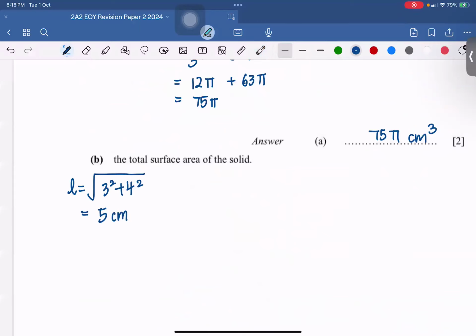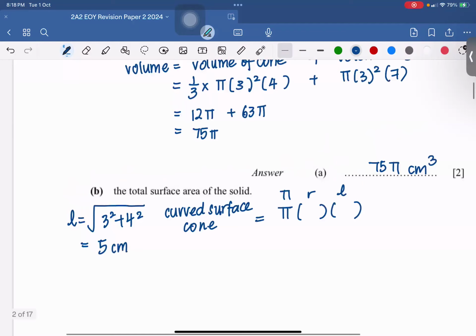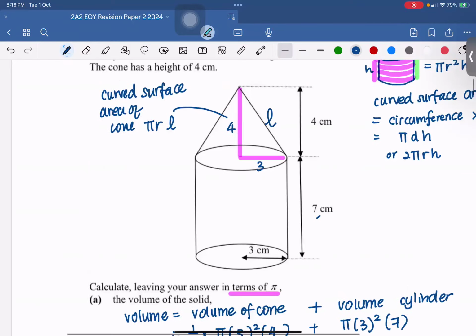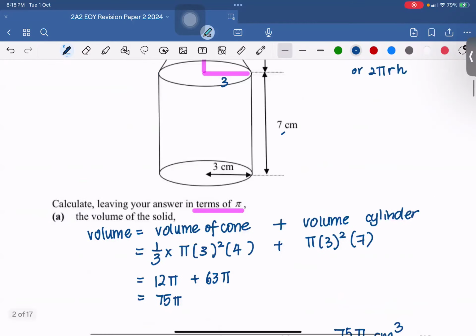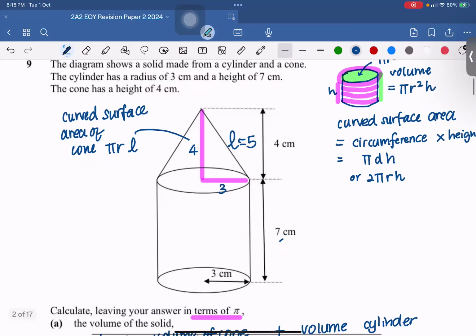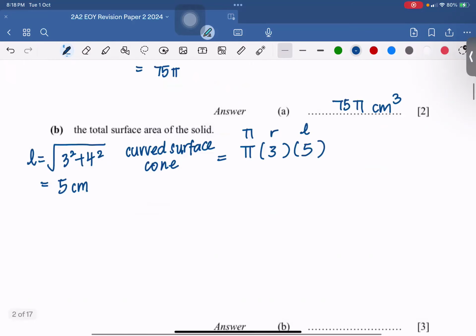So I want curved surface area of cone. Pi RL, right? Pi RL. So the radius for the cone is 3. The slant height is 5. So I'm going to put this here equals to 5. Okay, so now I have it. So this one equals 3 times 5, 15 pi. Next, I want to find curved surface area of cylinder.